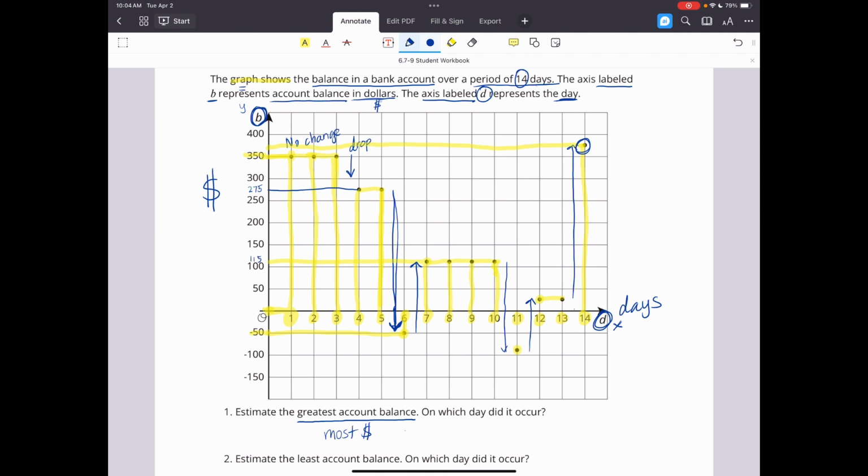So that is $375 on, and it says on what day? That's the question. So $375 is not the answer. The answer is actually $375 on which day? That was day 14.